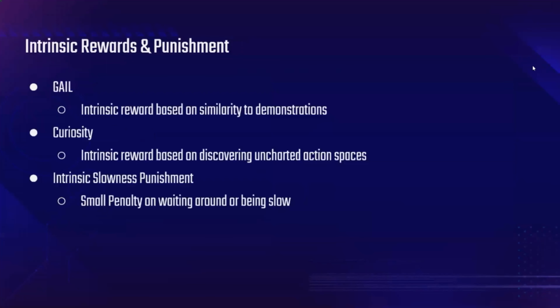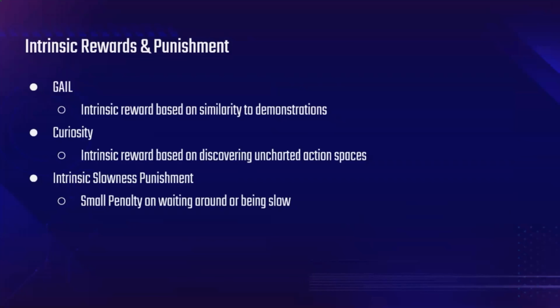As for the intrinsic rewards, we have other sets of rewards. For example, GAIL, which was mentioned by Yusuf earlier, gives the model an intrinsic reward based on the similarity to the demonstrations. So if the model is performing in a way that is very similar to the demonstrations that we have recorded, the model would gain a positive reward since it is imitating what we have done before.